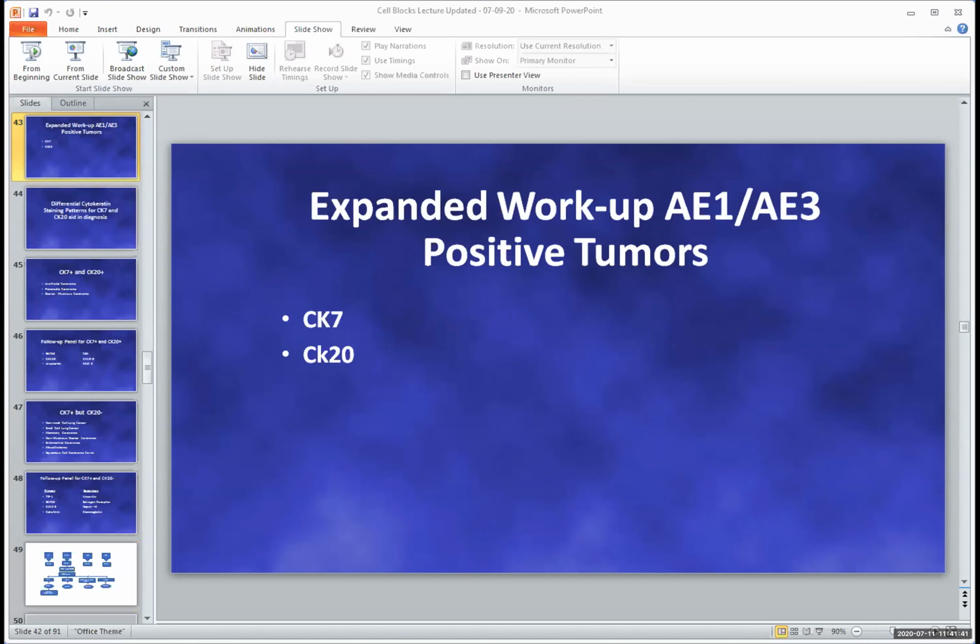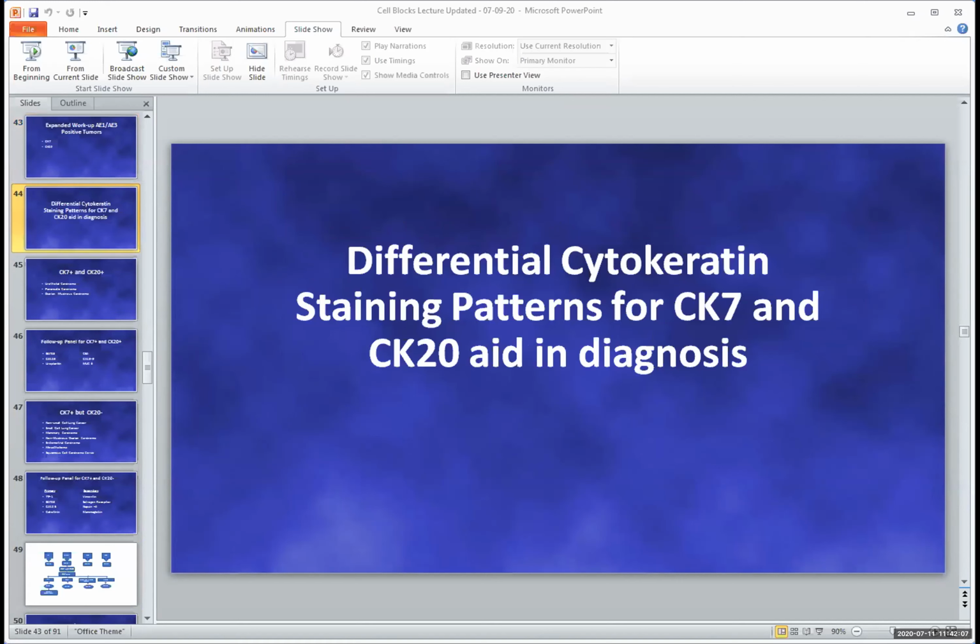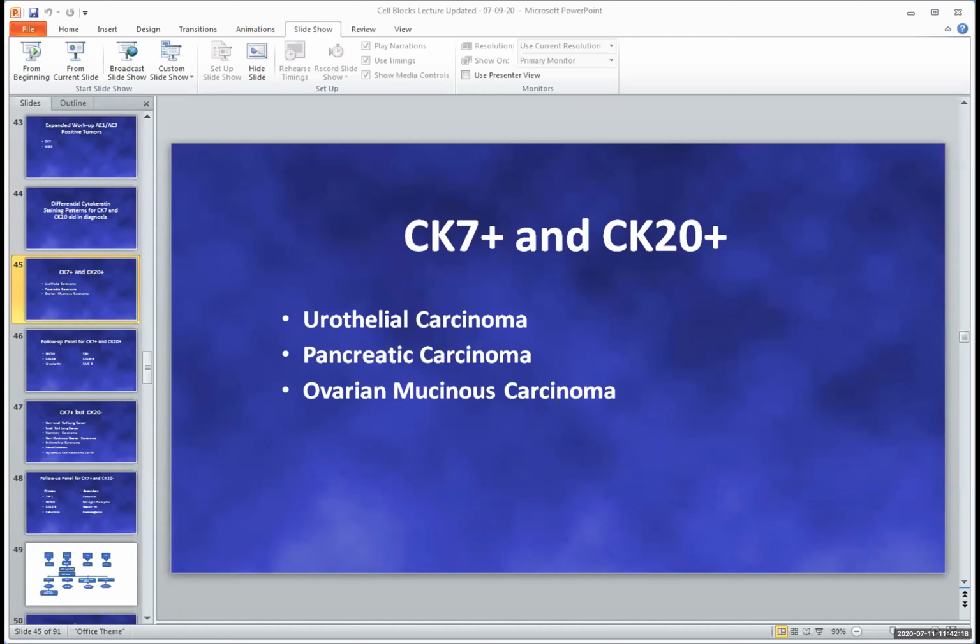Now, if the malignant cells are AE1/AE3 positive, I will then triage those to do just differential cytokeratins, CK7 and CK20. Depending on the staining pattern for those, I will go on to further panels that help determine a more precise diagnosis. For lesions that are CK7 or CK20 combinations, we can do further typing panels.